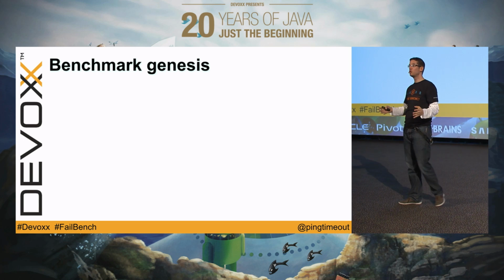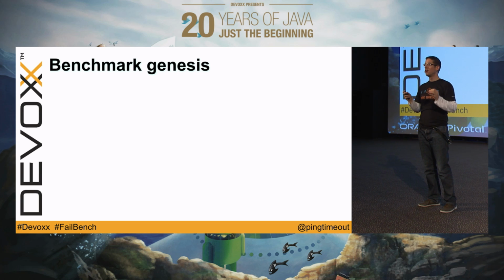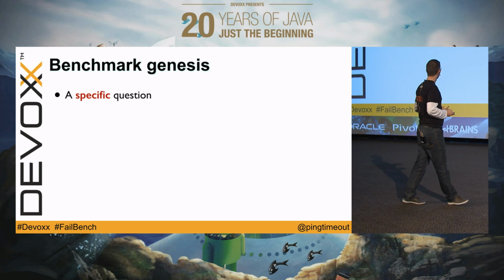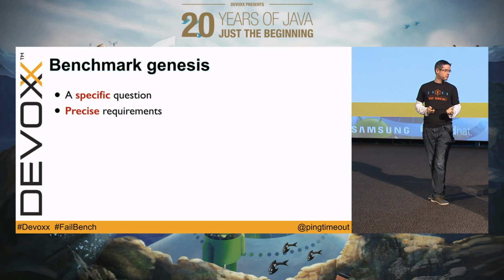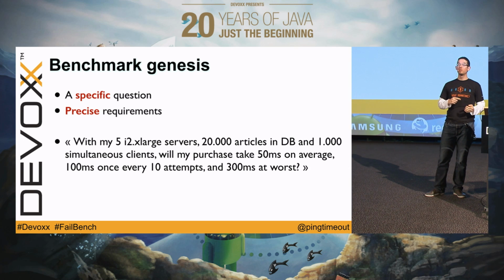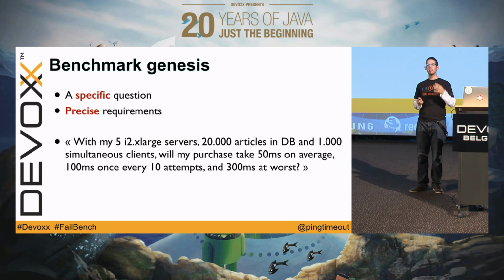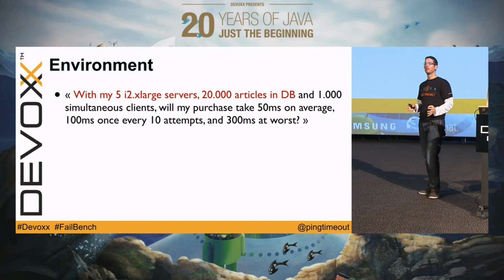At any point in time, you will have a component in your system that is slower than the rest. When do you stop? Well, if you want to stop, you need to have very precise requirements. So typically, that would be a really long sentence, which we're going to see right now. This sentence contains 3 big parts. The first one is the environment.